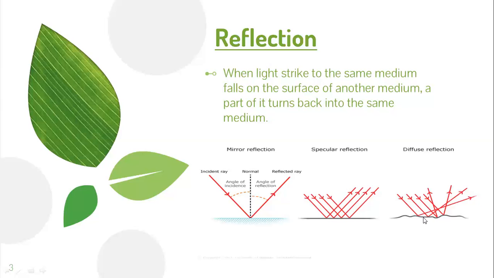When the light rays strike a rough surface, they reflect in different directions with different angles, and that is called irregular reflection or diffuse reflection. What is the property of diffuse reflection? It diverges the rays of light because they scatter in many directions. That's why it is called diffuse reflection.